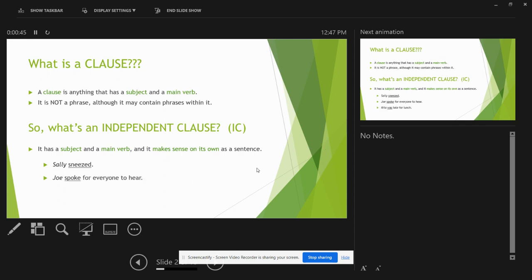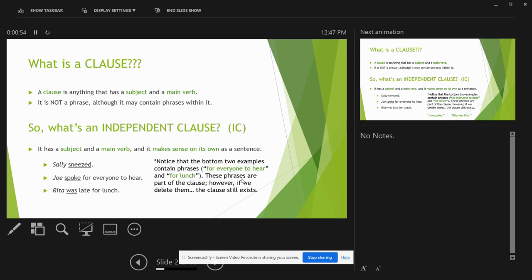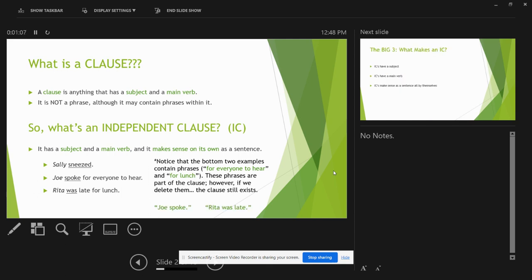Joe spoke for everyone to hear. Same thing. Subject, verb, we can put a period at the end of this, and it makes sense. Rita was late for lunch. Okay, now notice that the bottom two examples contain phrases. We have the prepositional phrase, for everyone to hear, and for lunch. These phrases are part of the clause. However, if we delete them, the clause still exists. Joe spoke, Rita was late, and not only that, they are still independent clauses. Okay, so just keep that in mind. A phrase can be part of a clause.